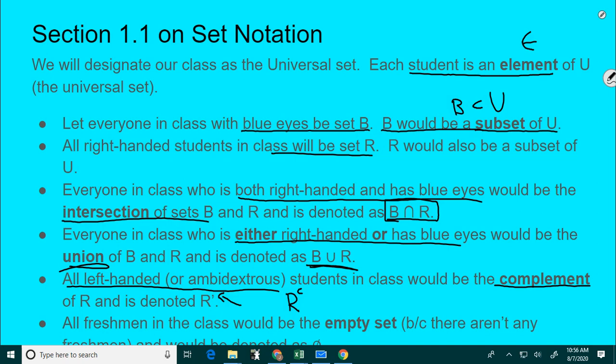All right, last thing, all freshmen in this current class. Okay, there should not be any freshmen in this class. If there are, then I need to check my roster. So if I say all freshmen in this class, that would be the empty set because there aren't any. And we denote that with a little circle or a zero with a line through it. It's kind of cut off at the bottom of the screen there. All right.